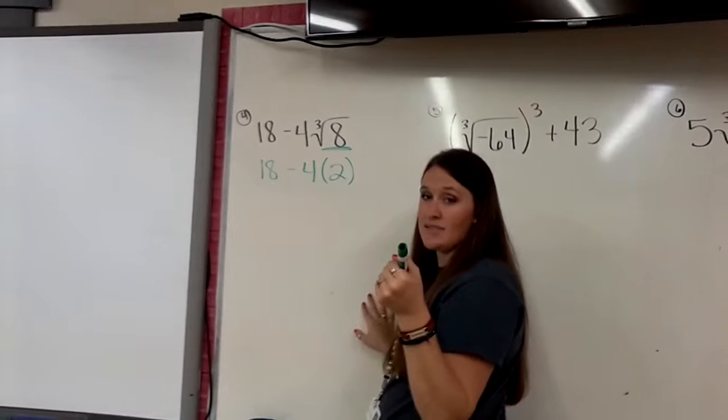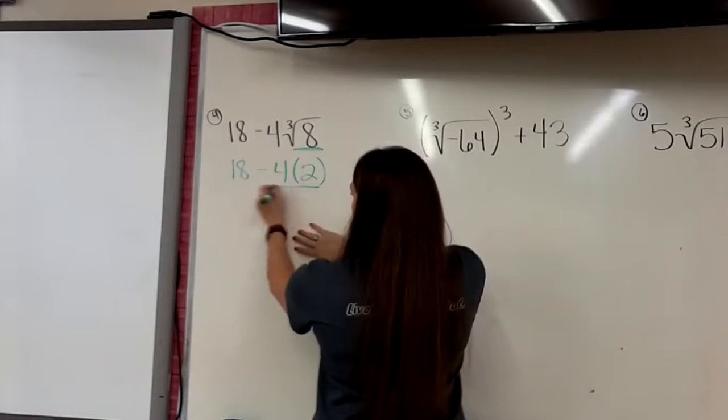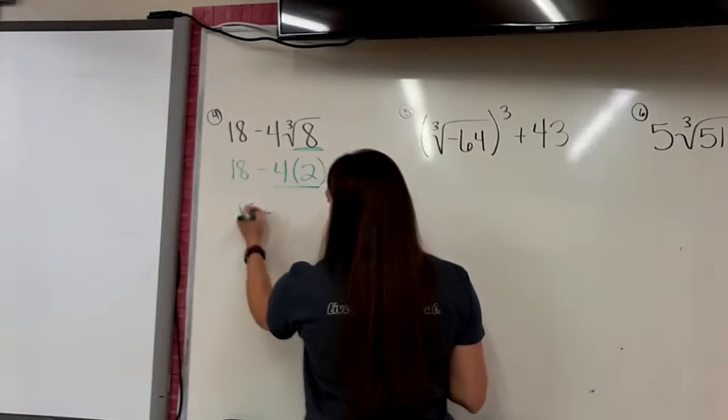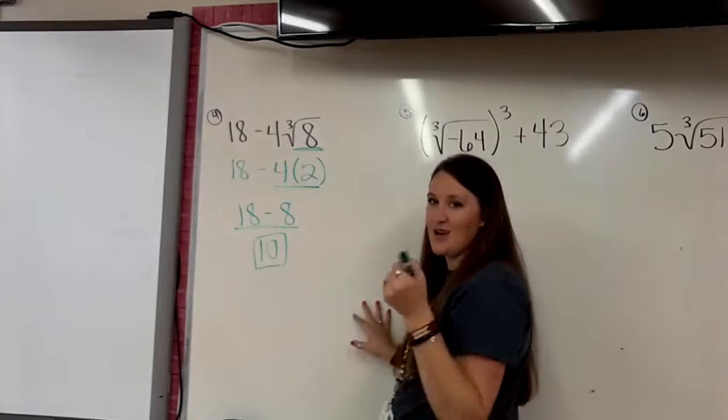And let me know in class if you can't read this green very well, and I'll stop using it. So now we have to multiply. 4 times 2 is 8. And 18 minus 8 is 10. I hope you got that.